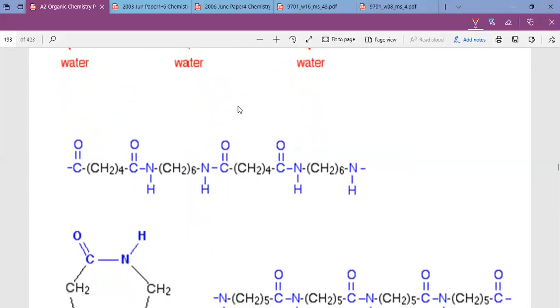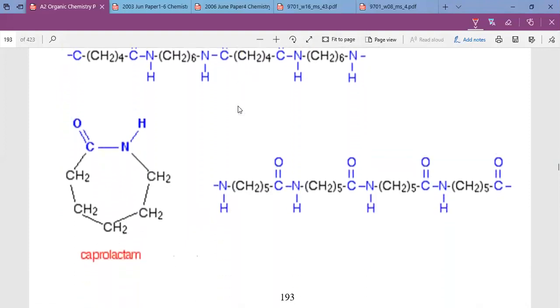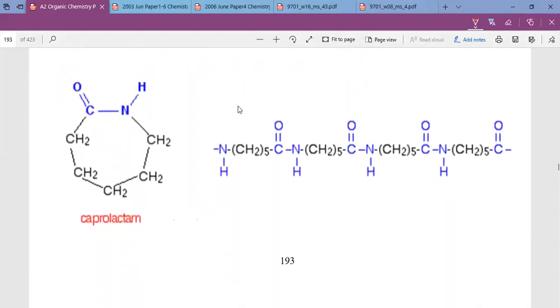Now this is caprolactam. So remember, here it breaks. And of course, if here breaks, it's the reverse. Of course, so which means that this one will be the repeat unit. Okay, so this is called the repeat unit.